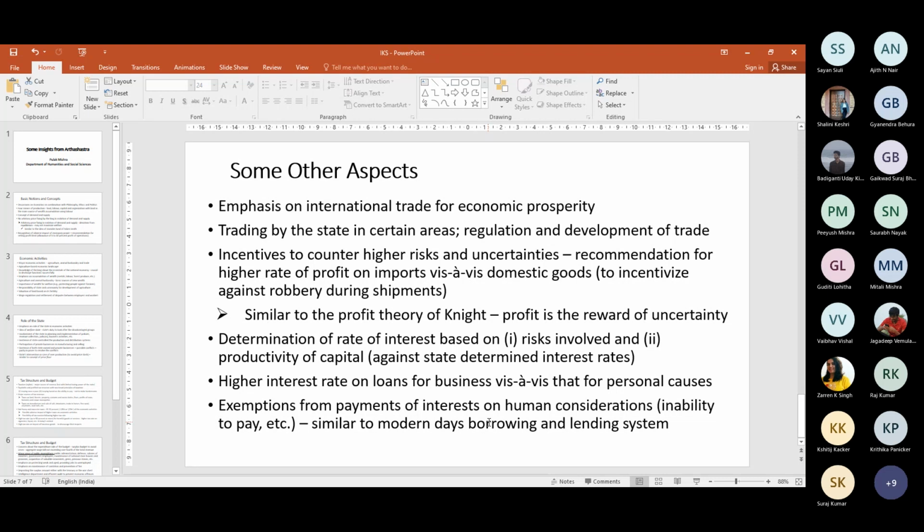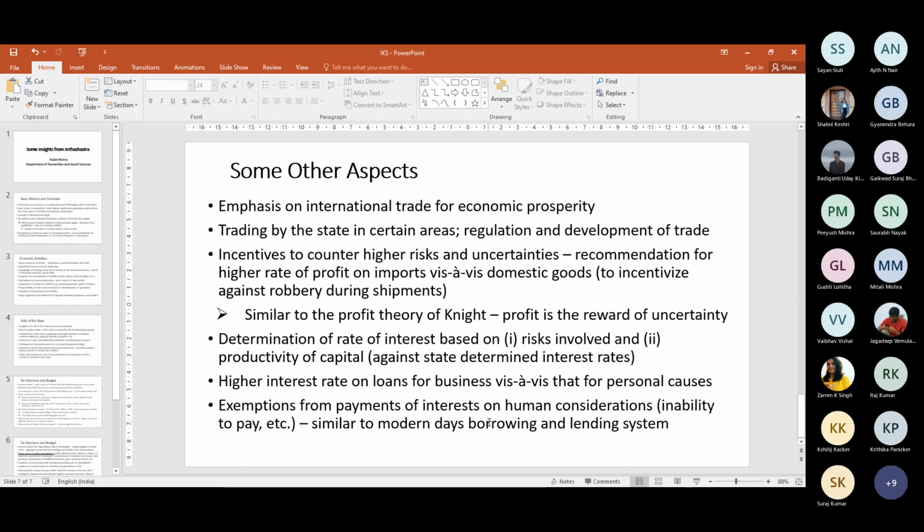So only the scope has widened from trade to a combination of trade and investment. But in either case, role of international trade is recognized. Imports. There are two aspects what we see in Arthashastra. One is high rate of tax on imported luxurious goods. At the same time, allowing high rate of profit for the imported commodities, basically to incentivize the importers against robbery during shipments.